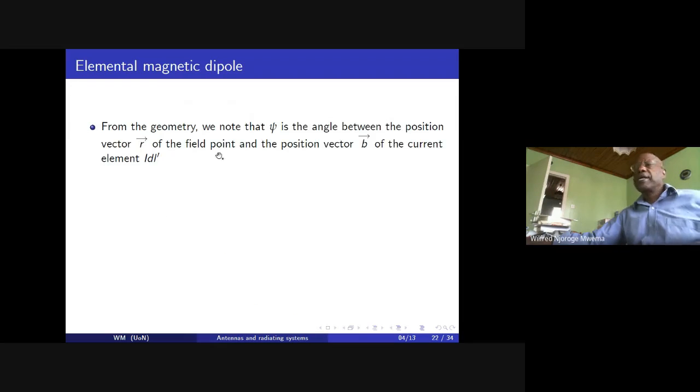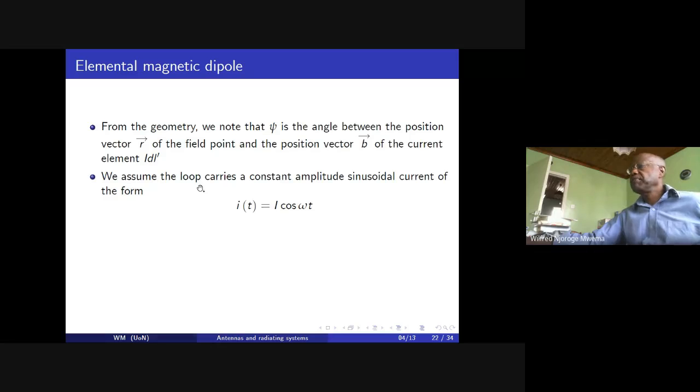So from the geometry, we note that psi is the angle between the position vector r of the field point and the position vector b of the current element, because the current element is b away from the center of the current loop, okay? While the field point is a vector r away from the same origin of the coordinate system. So we'll assume that the current carries a constant amplitude sinusoidal current of the form I of t equal to I cos omega t. This will be constantly distributed about the current loop as long as we assume that b is much smaller than the wavelength of the current signal flowing around the loop.